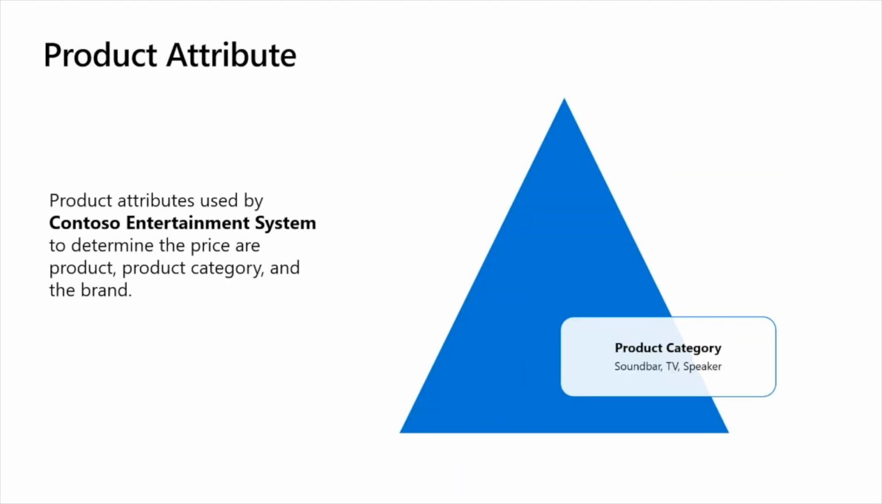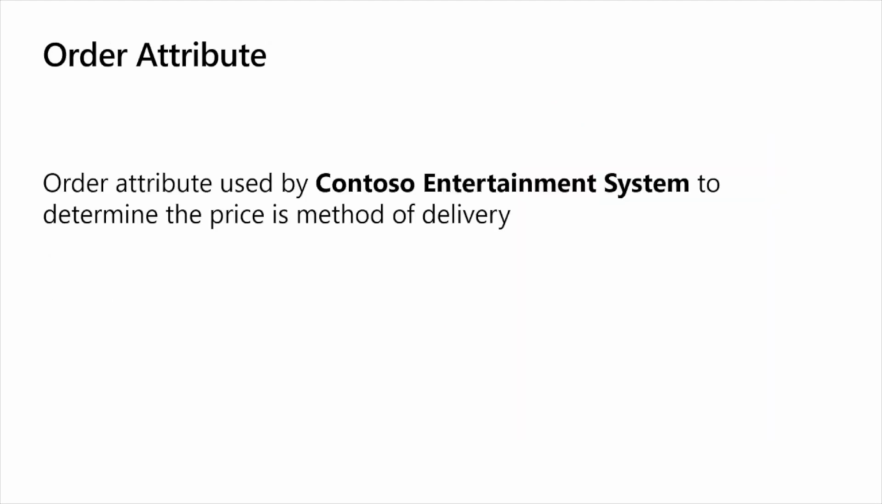And on the product side, Contoso Entertainment System has decided to structure their product hierarchy based on category of the product, brand of the product, and the product that is being sold. Now, on the order attribute side, Contoso Entertainment System has decided to build their order attribute based on mode of delivery decided at the time of order creation. This structure of customer, product, and order attributes will help Contoso Entertainment System to define their pricing strategy based on prices, margins, discounts, charges, and rebates.